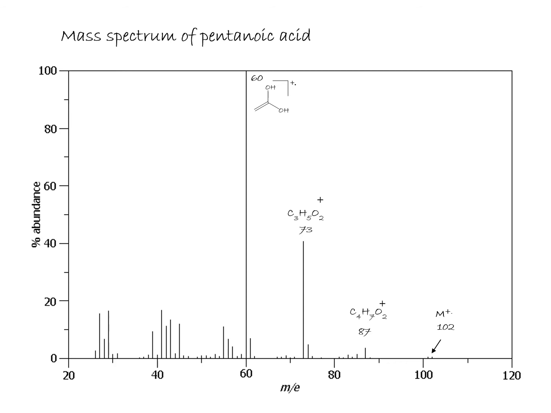An example of typical butanoic acid. You have here a very weak molecular ion. You have the peaks at 87, 73, and 60. So all the intense peaks can be interpreted, no problem.